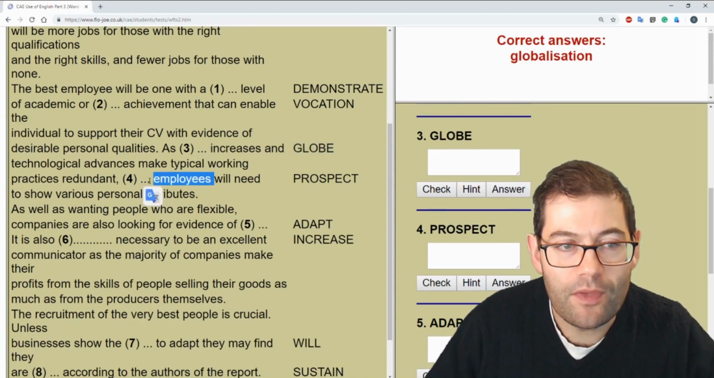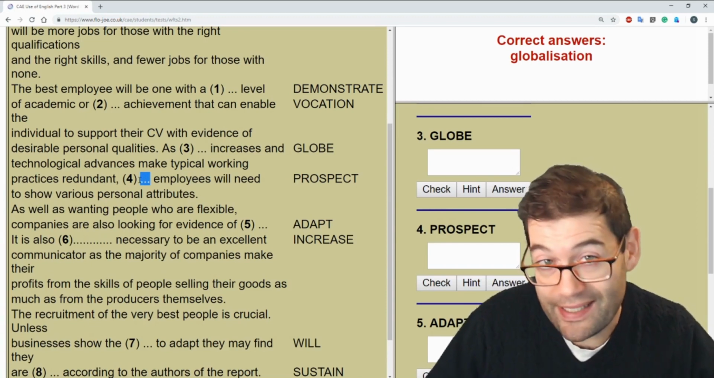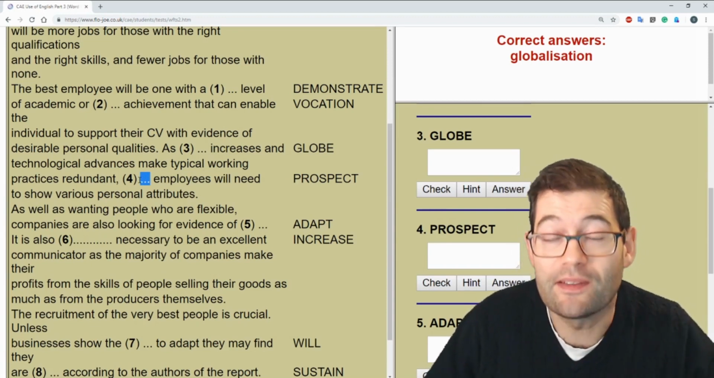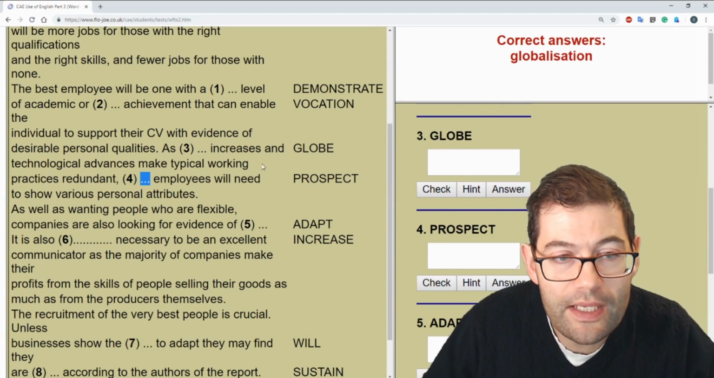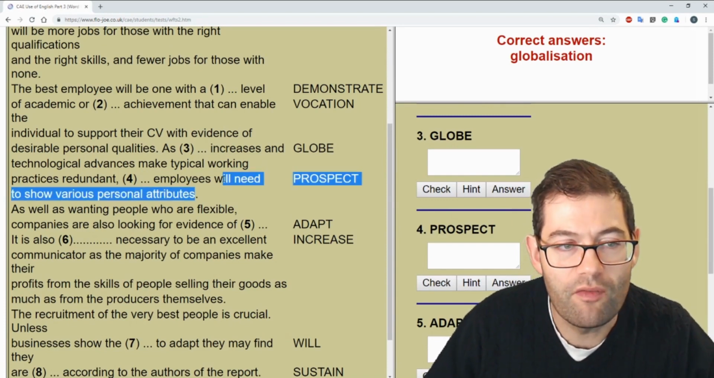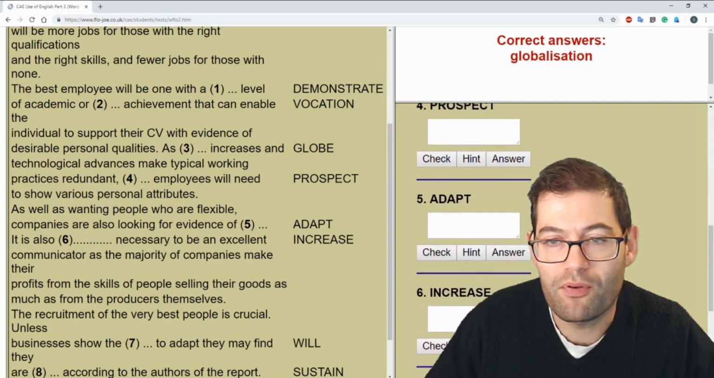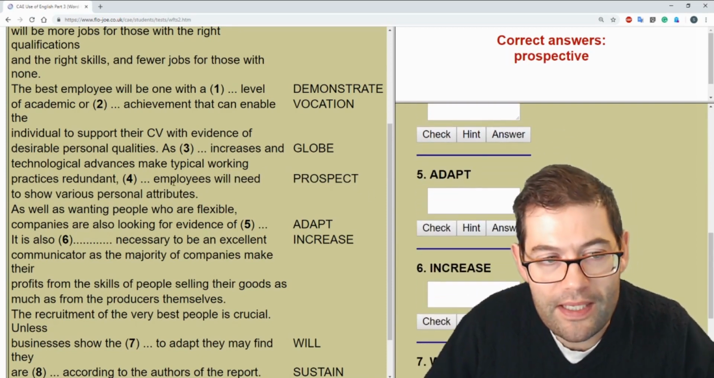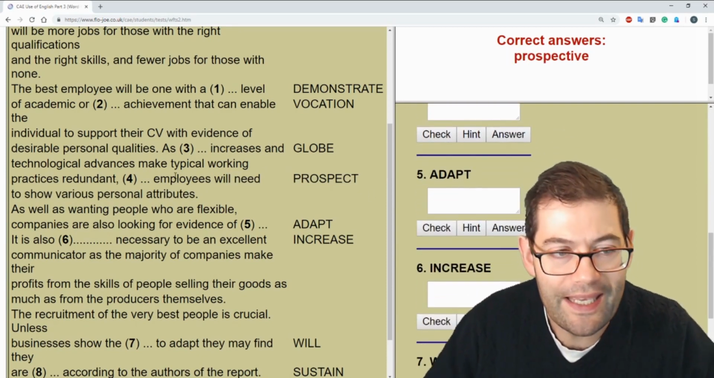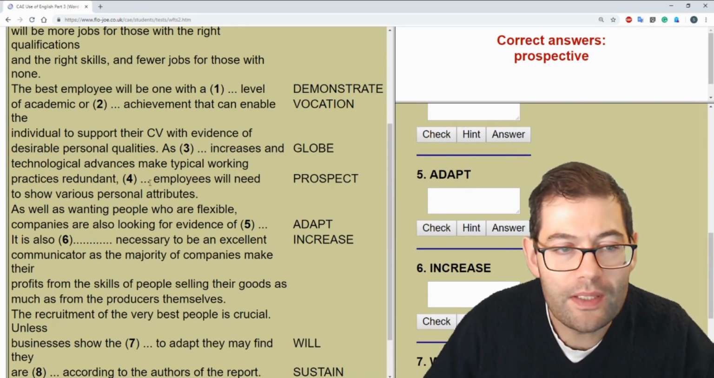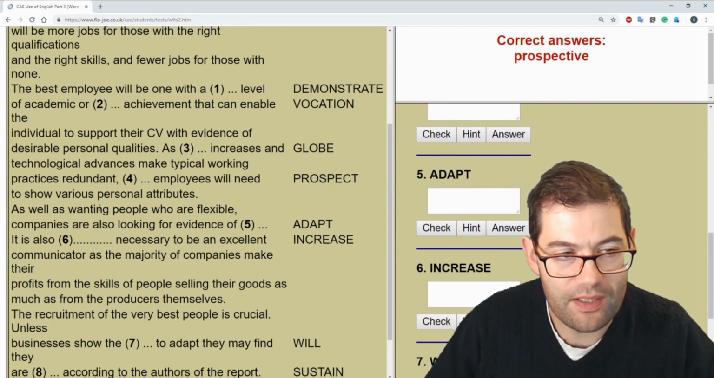Employees is a noun, and what we need here is the correct adjective to describe the noun. In other words, what kind of employees will need to show various personal attributes? And the answer that we're looking for is prospective employees. You can see the answer above my head. So prospective employees will need to show various personal attributes.